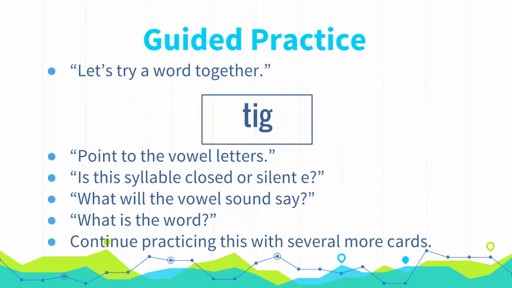Now begin the guided practice, which is where the students will do it with the support of the teacher. Let's try a word together. Point to the vowel letters. Is this syllable closed or silent E? Have students show you if it is closed or silent E with their hand gestures. What will the vowel sound say? What is the word? Continue practicing this with several more cards.